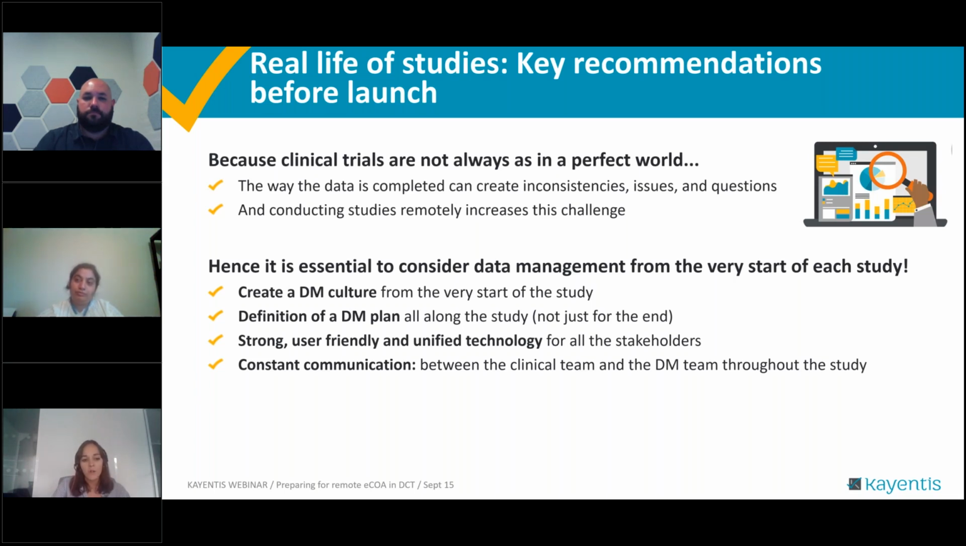What we are proposing is to create a data manager culture from the very start of the study, not only in the middle or at the end. And how can we do this? We need to define a data management plan all along the study. We also need to define a strong, user-friendly, and unified technology for all the stakeholders. And it is really important to have constant communication, not only between the clinical team, which is already the case, but also involving the data manager team from the very beginning of the study until the end.